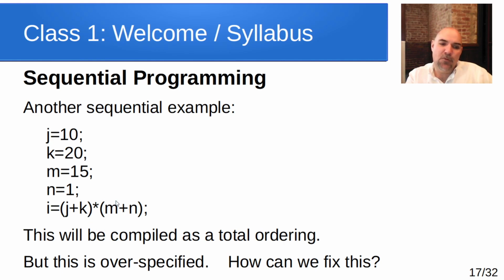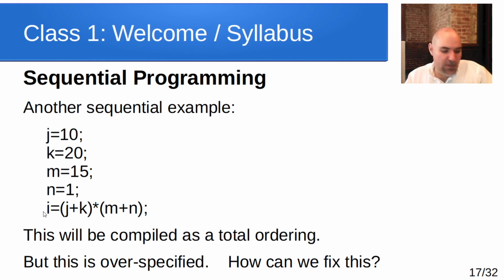And then we will perform this operation down here, which will consist of adding J and K, adding M and N, multiplying those results together, and storing that into I. So that'll be compiled as a total ordering. But the question is: are all of those orderings necessary to get the same answer, or the right answer, when we run this? And the answer is no, it's overspecified.